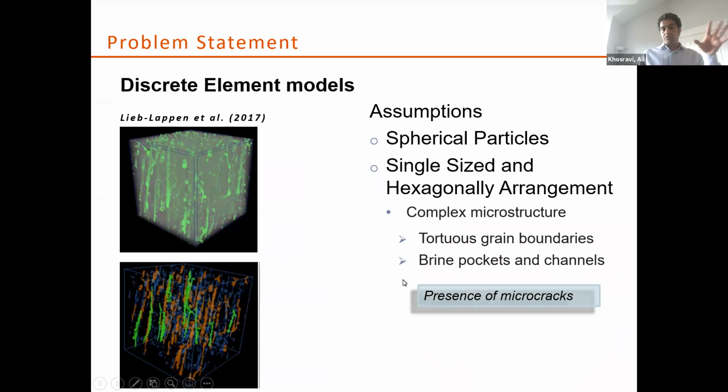Due to these different arrangements, we have complex sets of grain boundaries and some pockets of brine and channels. With all this, we're going to have some micro cracks in the CIS, and micro cracks are going to affect the response of the CIS significantly. Again, if not considered, and they are usually not considered, they're going to result in erroneous conclusions.